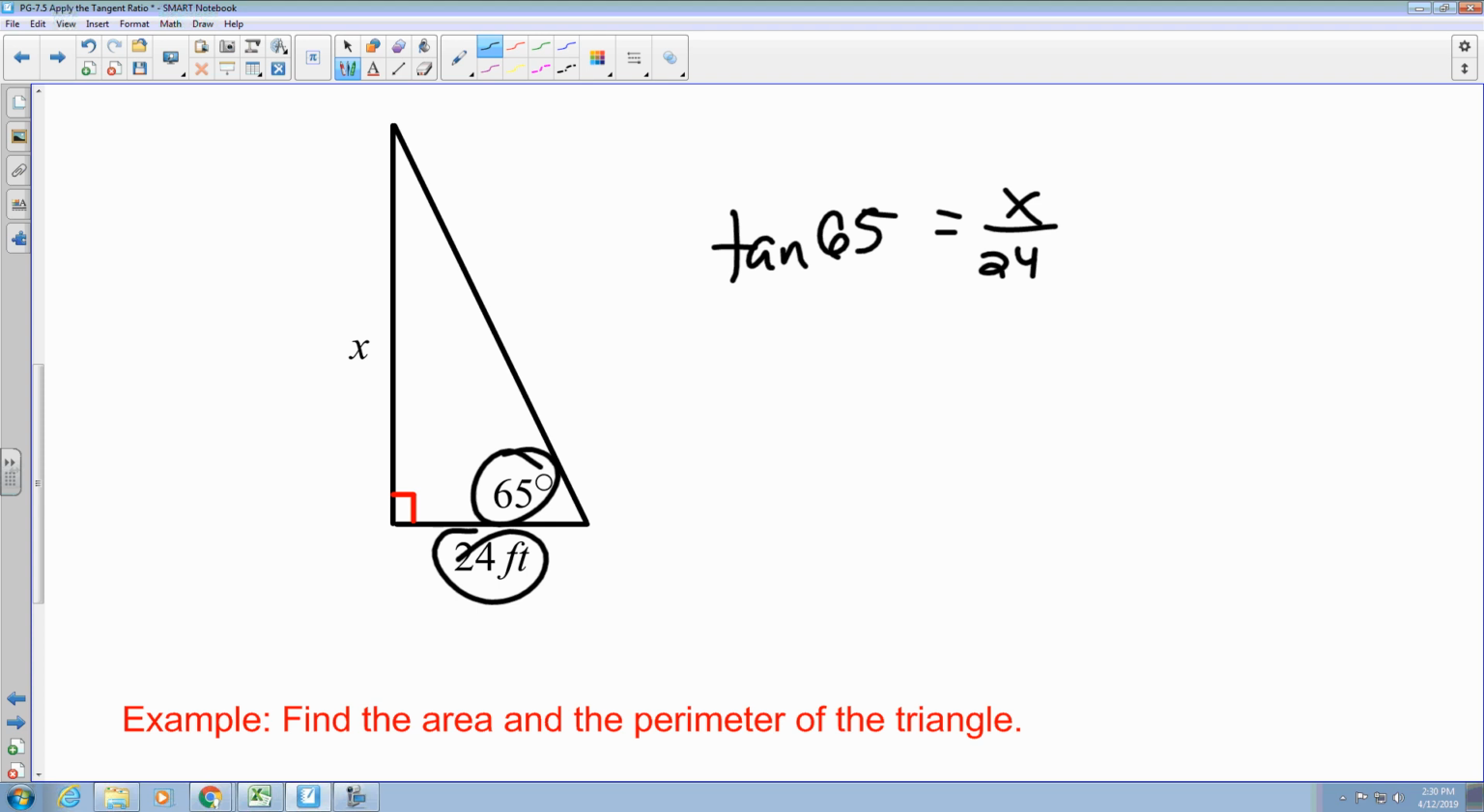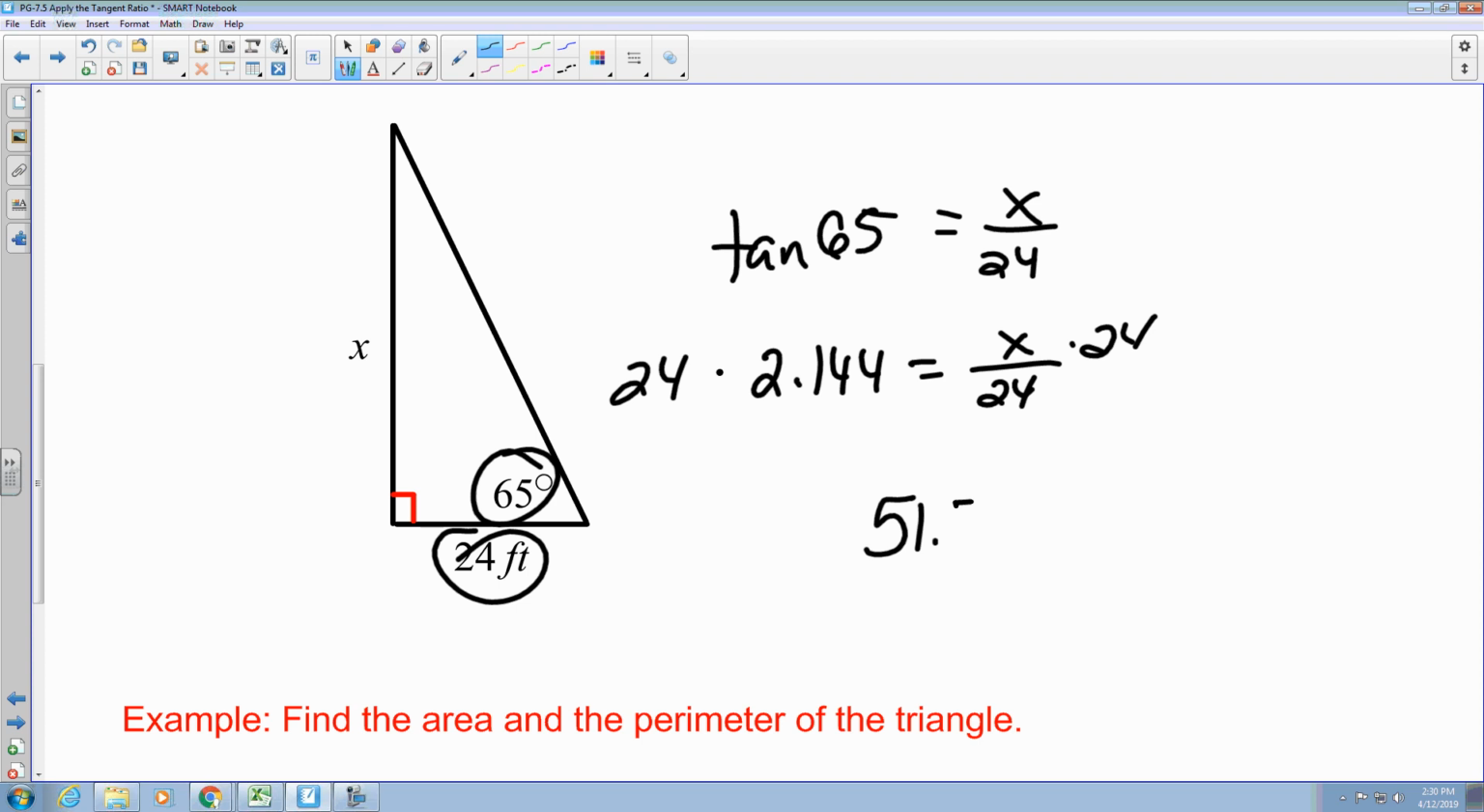If I look here, tangent of 65 is going to be 2.144, and that's going to be equal to x over 24. For me to solve for x, I multiply 24 to both sides. 24 times 2.144 gives me a value of about 51.5 feet. In this case, they had it labeled as feet.